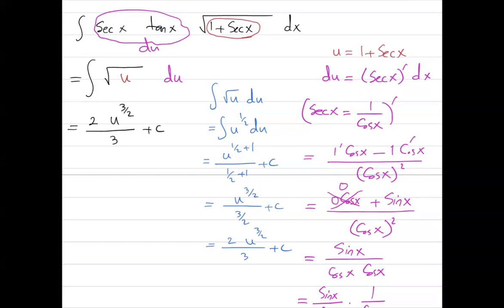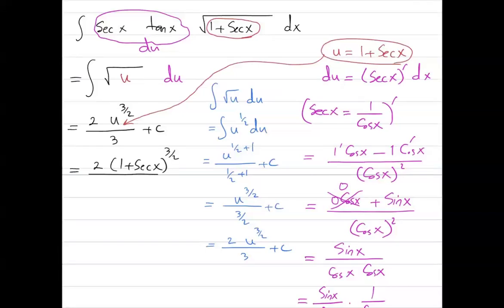But what is our u? u is 1 plus secant of x. Just substitute this back in for u. So you get 2 times 1 plus secant x to the power of 3 halves divided by 3 plus the constant of integration. You can also simplify this as well. This can be written as 2 times 1 plus secant of x times the square root of 1 plus secant of x, divided by 3 plus the constant of integration.